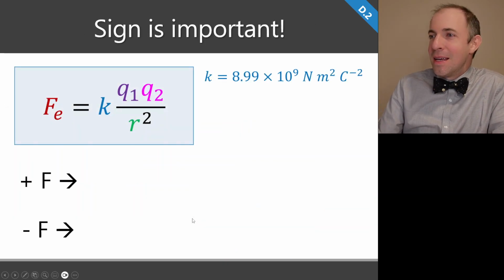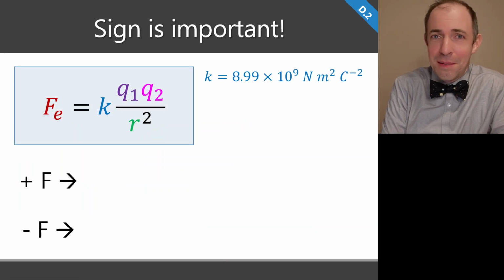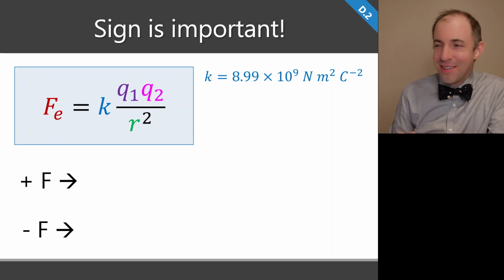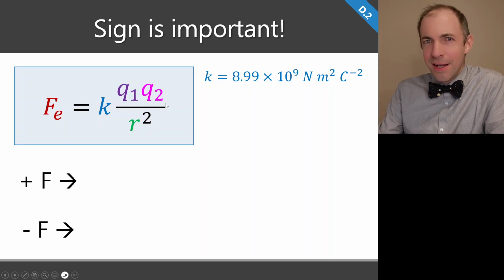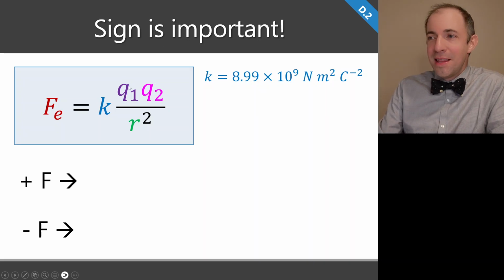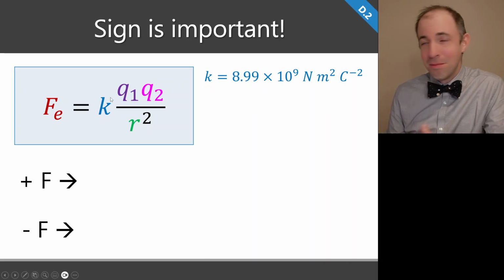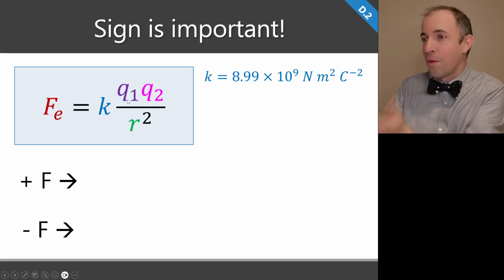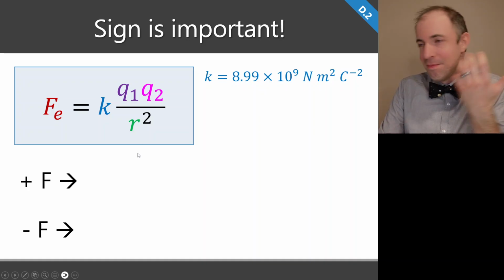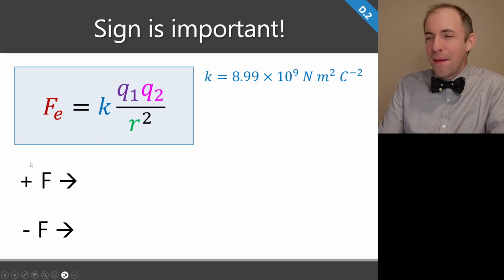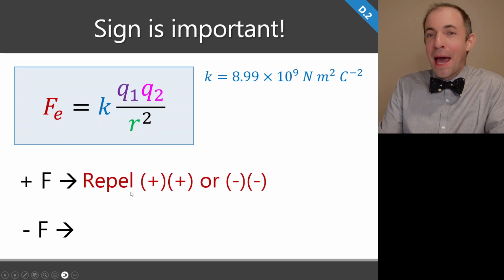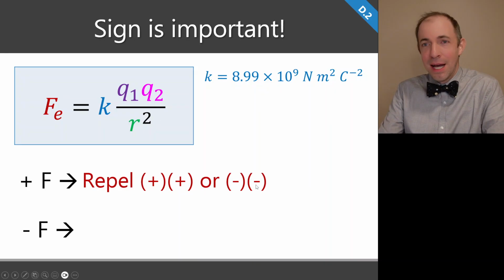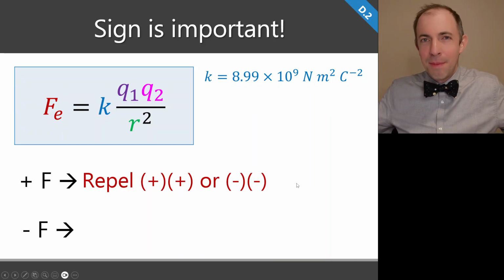Sign is important when we talk about this equation. It is possible in this equation to get either a positive or a negative value because charge could be positive or negative. It turns out that if both of them are negative, you'll multiply them together to get a positive, or if both of them are positive, you'll get a positive. Positive times positive is positive. So that means if you have a positive force coming out of this, both Q1 and Q2 are the same sign. So that means they will repel. Positive and positive or negative and negative will interact by repelling.